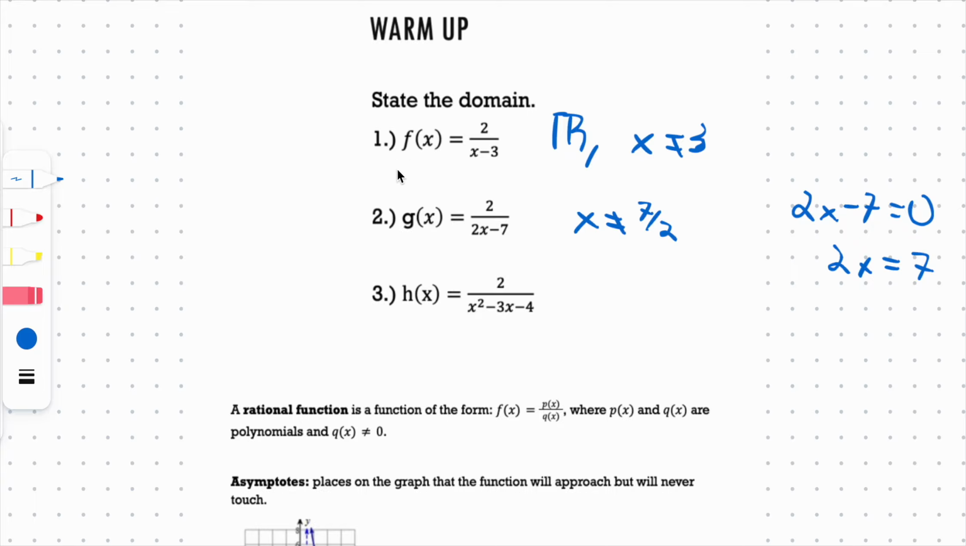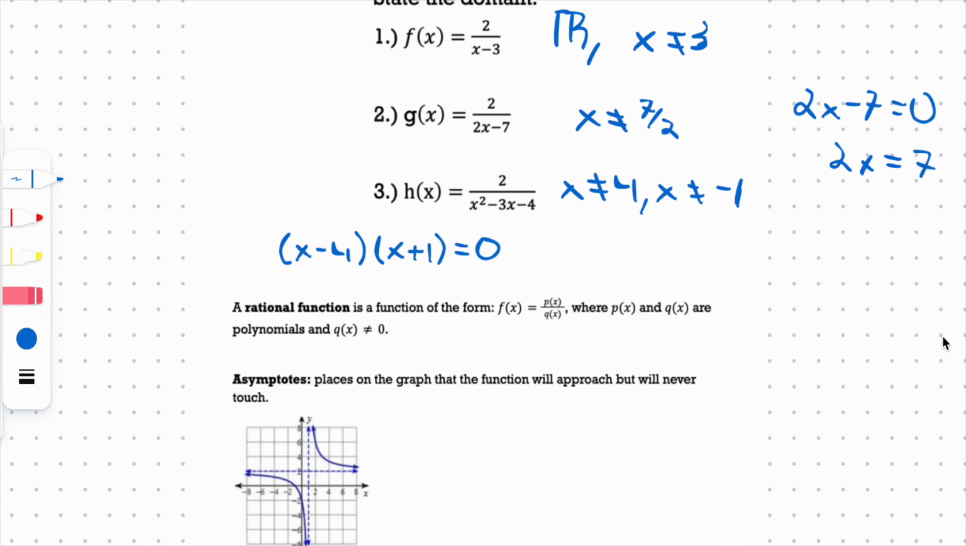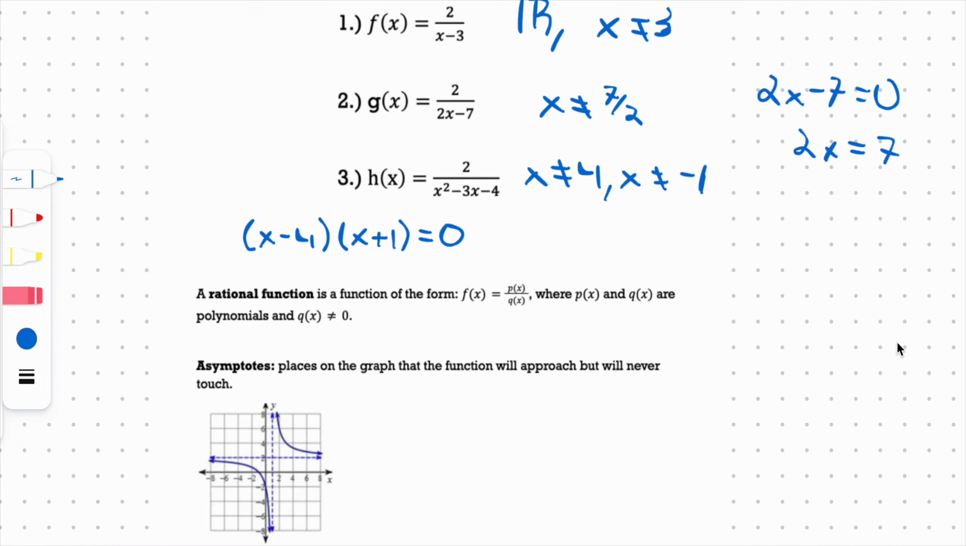And then in this case, we have to factor this, right? So what two values add to -3 and multiply to -4? Well, that's going to be x minus 4 and x plus 1, and this is going to be equal to 0. So what values of x make this equal to 0? Well, x cannot equal 4 and x cannot equal -1. Okay, perfect.